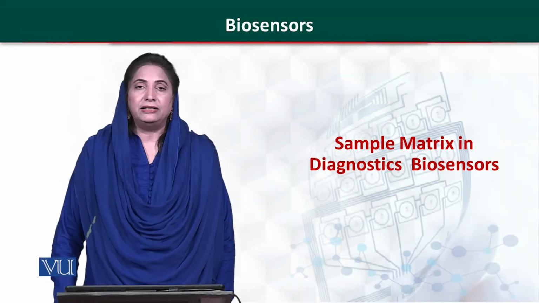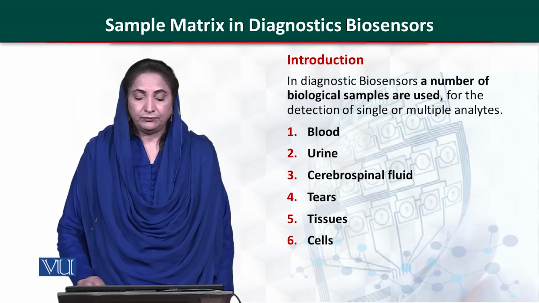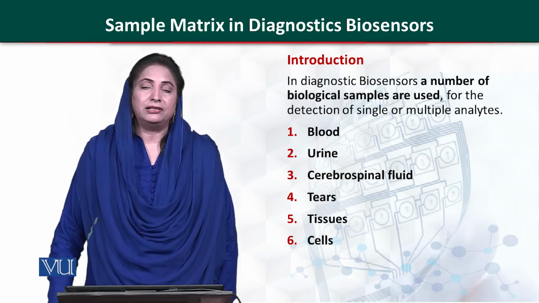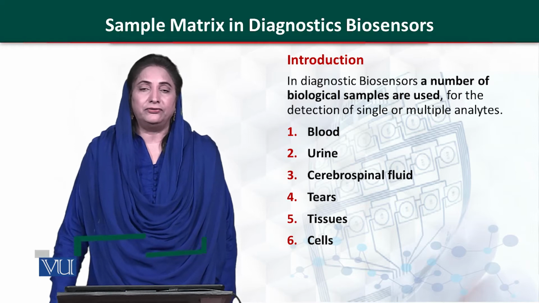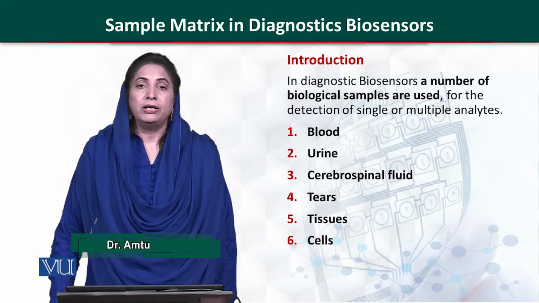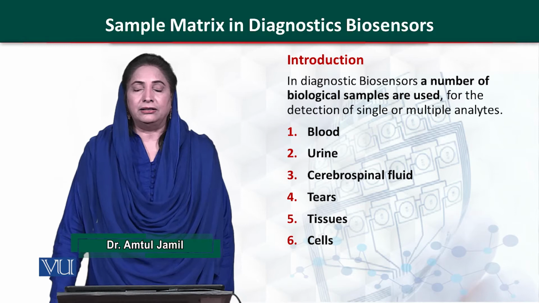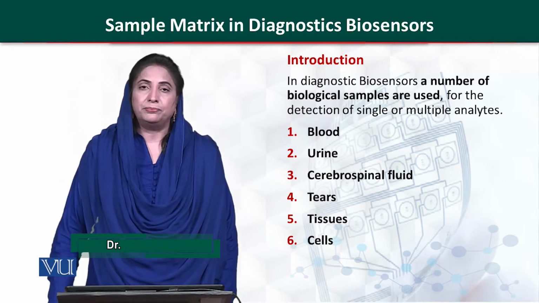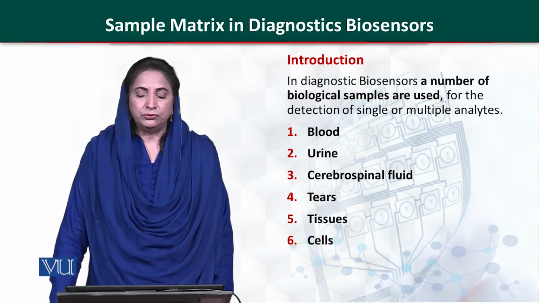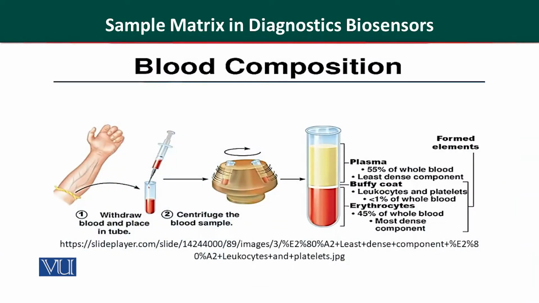Sample matrix in diagnostic biosensors. In diagnostic biosensors, a number of biological samples are used for detecting the different types of analyte molecules. The sample matrix includes blood, urine, cerebrospinal fluid, tears, tissues, and sweat.